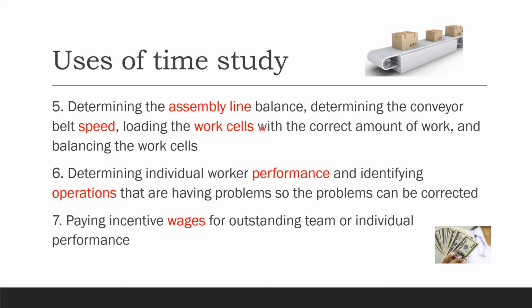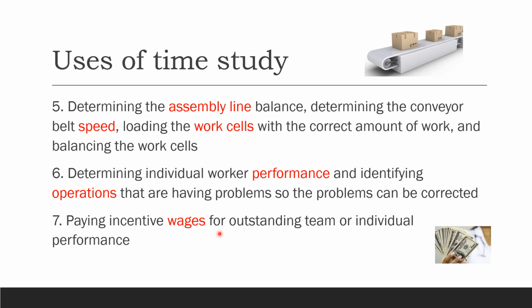Then we determine the line balance, determine the conveyor belt speed, loading the work cells with the correct amount of work. You don't want to overload, and balancing the work cells with the correct amount. Now the balance and speed are so important in manufacturing. Determine the individual performance. Identify operations that are having problems so the parts can be corrected.